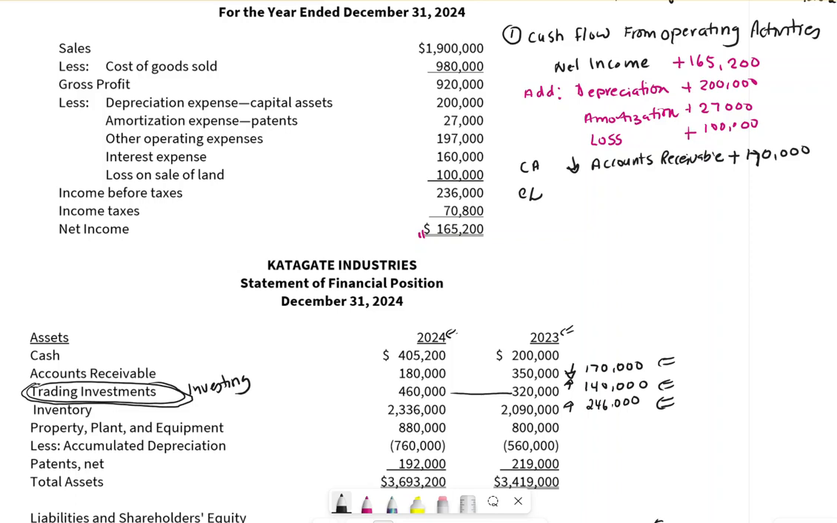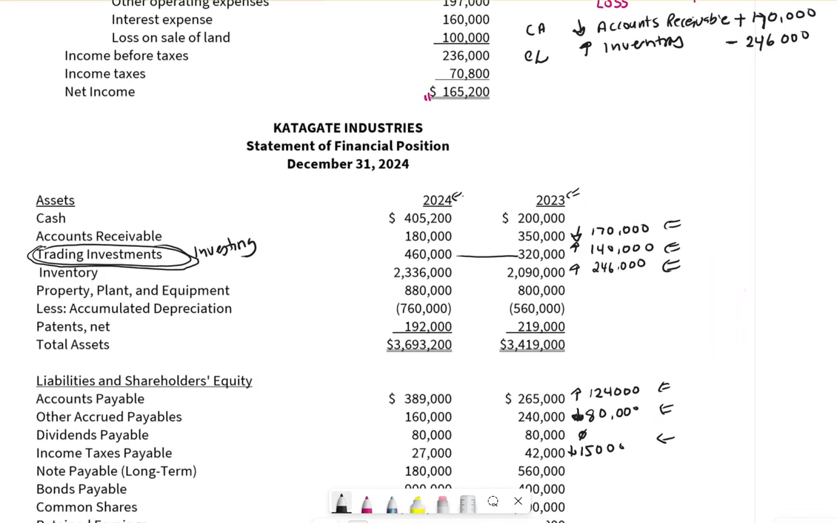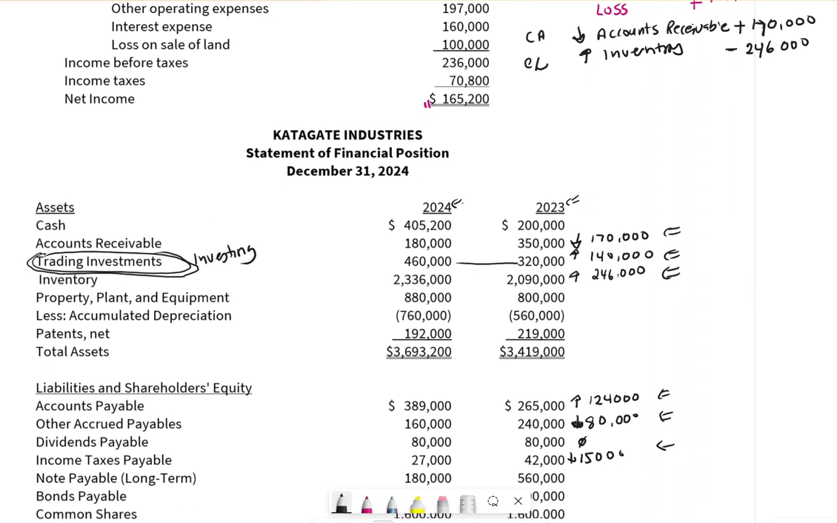Then we look at my inventory. What happened to your inventory? It went up. If it went up, that means we bought inventory, that is your 246,000. Then we look at accounts payable. What happened to my accounts payable? It increased, meaning we have somebody's goods and we haven't paid for it. It is good for us because we are using somebody's goods, and that will be a positive number, 124,000.